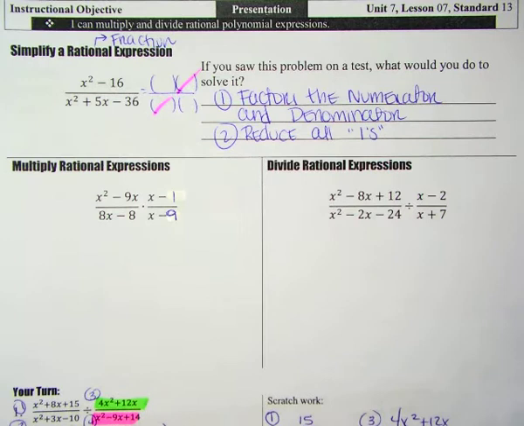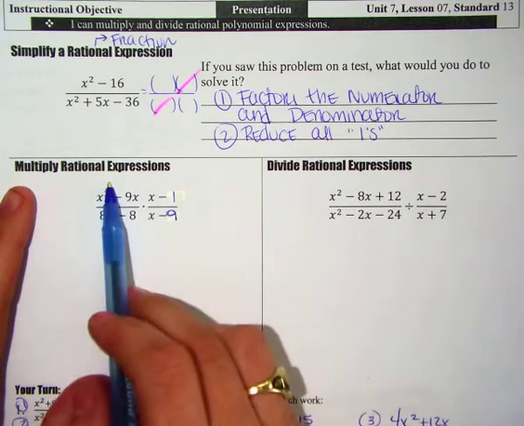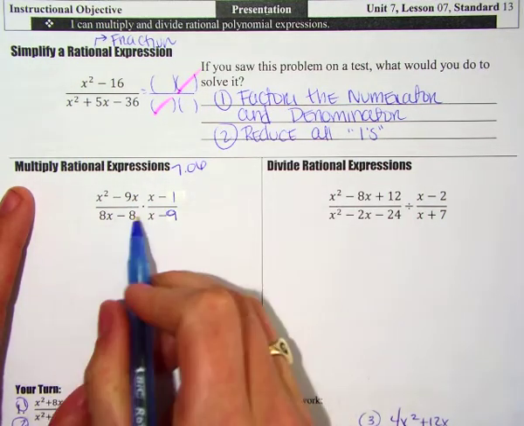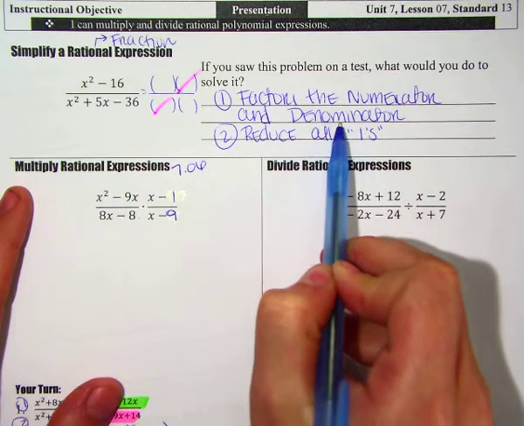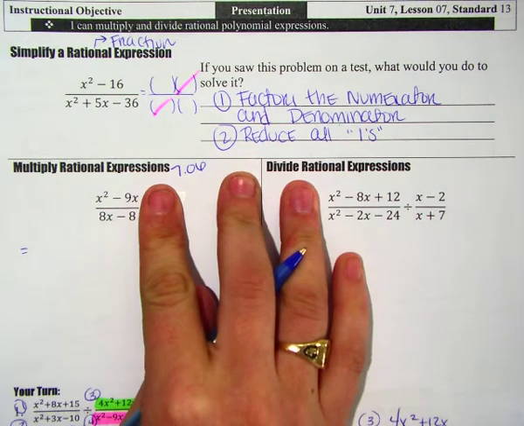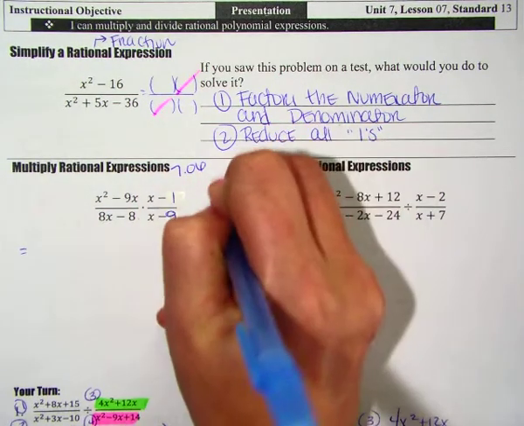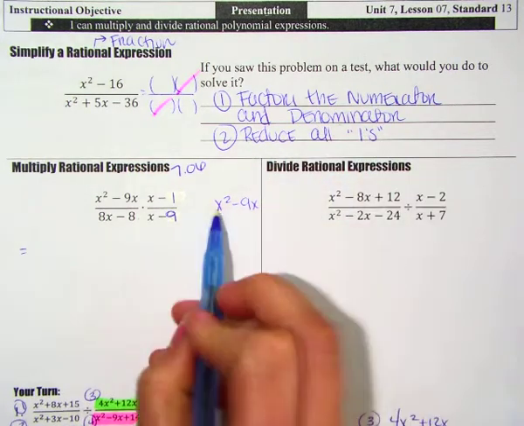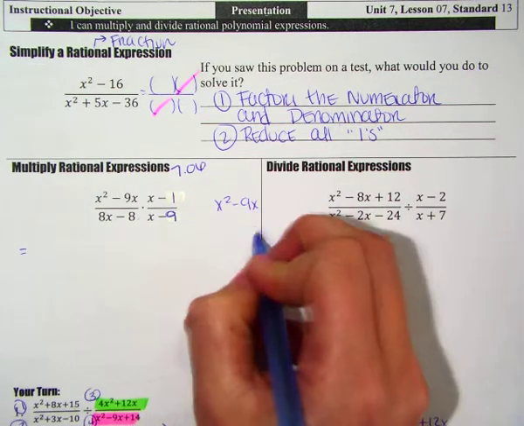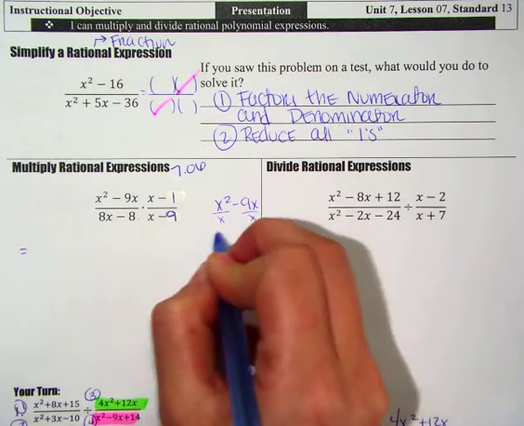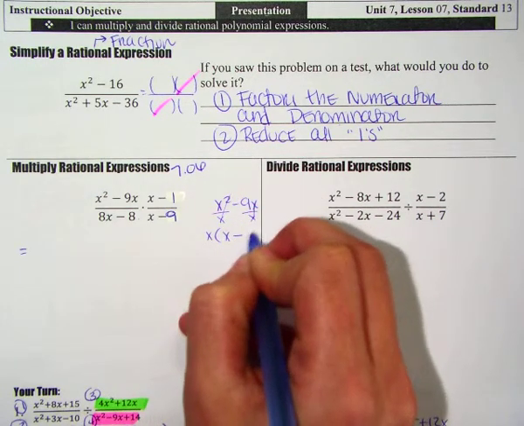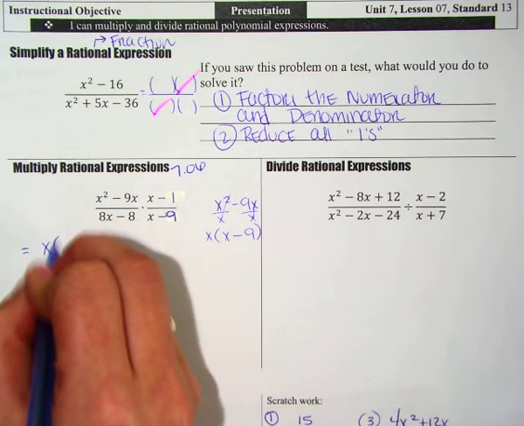Okay? So let's apply that to multiplying rational expressions, and this was yesterday's, 7.6. When we have something like this, we need to first factor the numerator and the denominator. I'm going to take a look at the numerator of the first one, x squared minus 9x. What I recognize is that both terms have an x in them. So I'll divide both of them by x, leaving me with x times the quantity x minus 9. So that's the numerator.